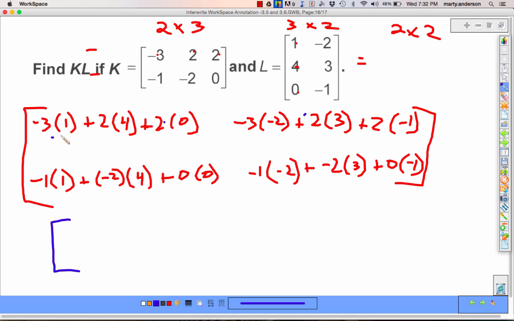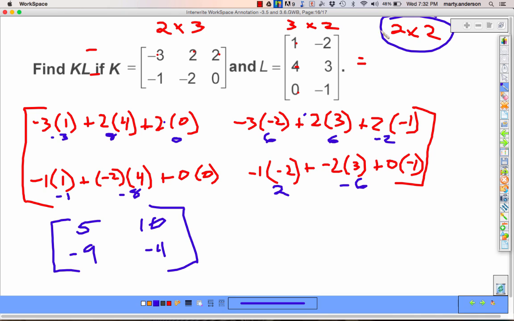Sometimes I have to do a little extra math here. Negative 3, 8, and 0. I got 5 there. Here I got 6 and negative 2, I got 10. I got negative 1, negative 8, and 0, I got negative 9. And then I got 2, negative 6, and 0, I got negative 4. So remember, up here we said our answer will be a 2 by 2. We did a 2 by 3 times a 3 by 2, and we got a 2 by 2. And there we have it.